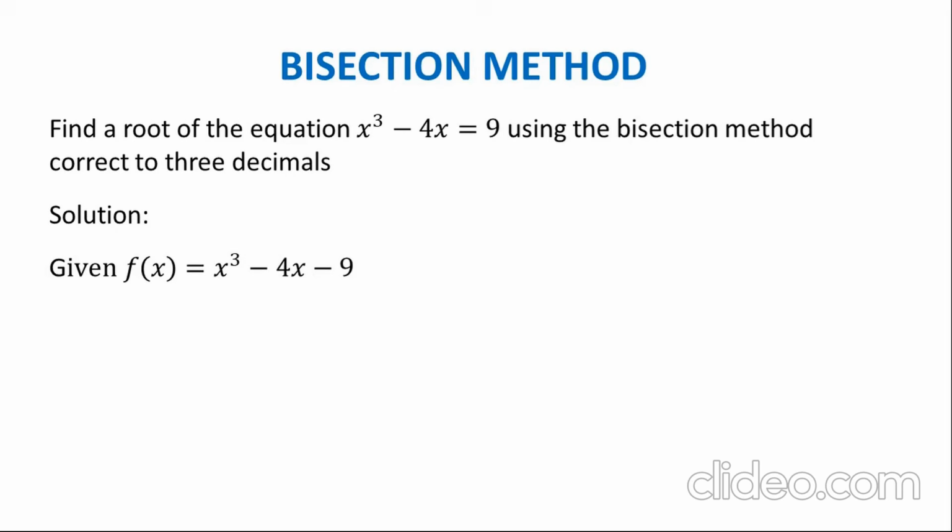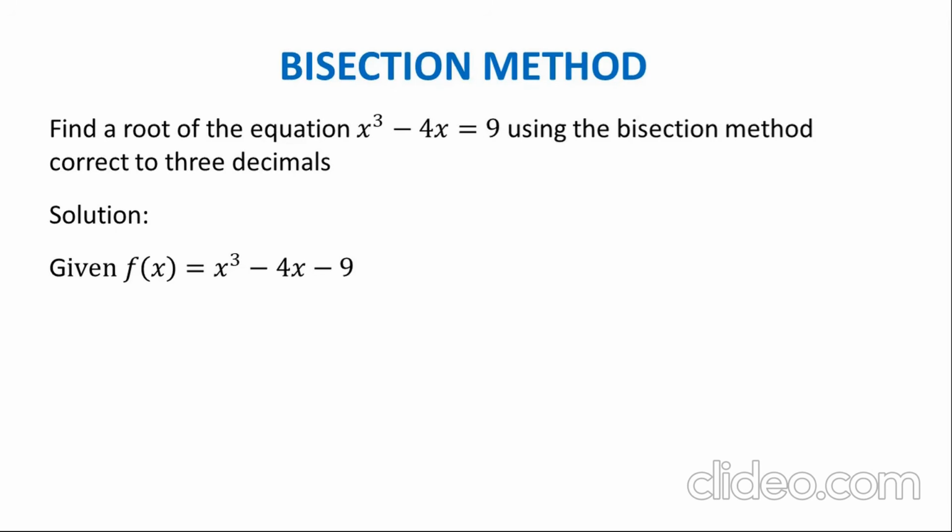Solution. Consider the given function by taking all the coefficients to the left hand side. So f of x equal to x cube minus 4x minus 9. We are going to use the calculator throughout the problem. For iteration methods like the bisection method, iteration method, regula falsi method, and Newton-Raphson method, we need an initial approximation to start the procedure.